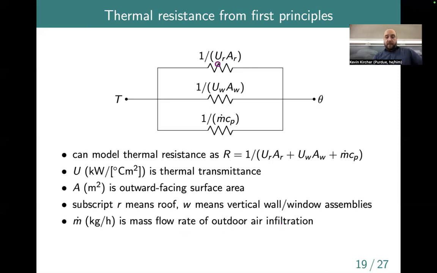So here in these equations, U is what's called a thermal transmittance in units of kilowatts per degree per square meter. So that has to do with the surface area, the vertical surface area of a wall, for example. And then A is surface area. M dot, this is in units of kilograms per second. So this is the mass flow rate of air between the indoors and the outdoors. And CP here is the specific heat of air at constant pressure. And this is a value that you can look up. Just Google or something.